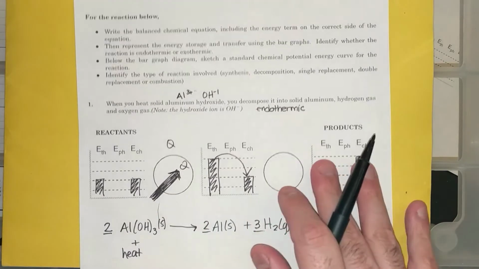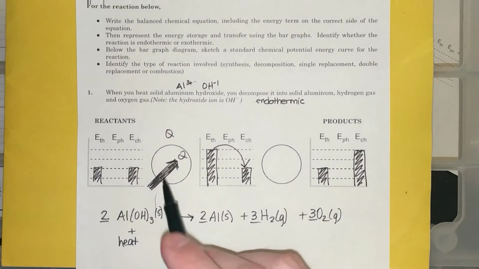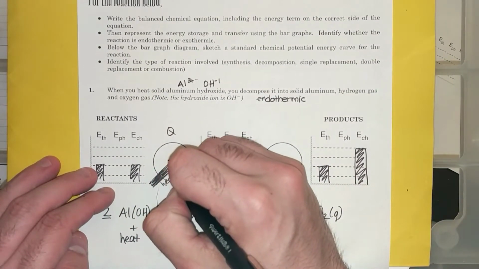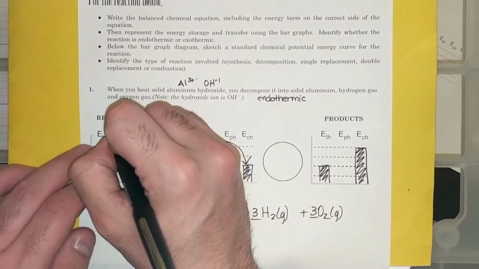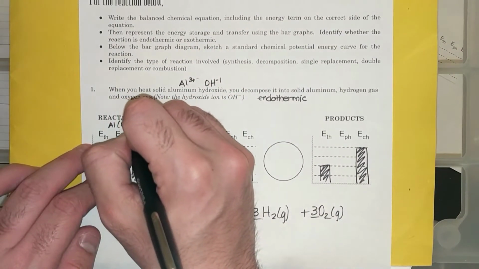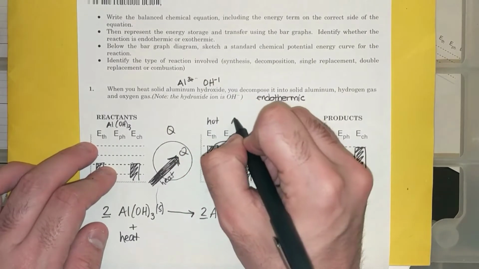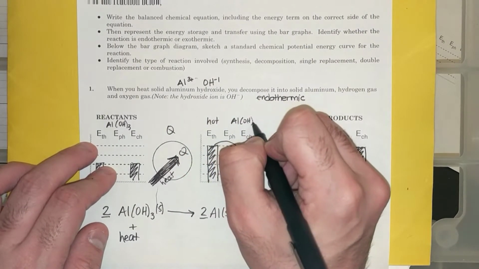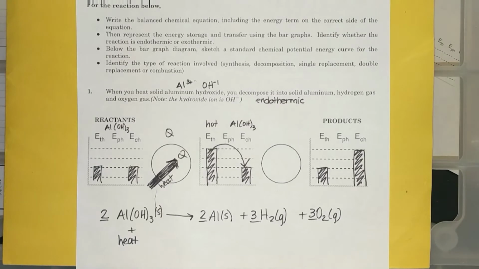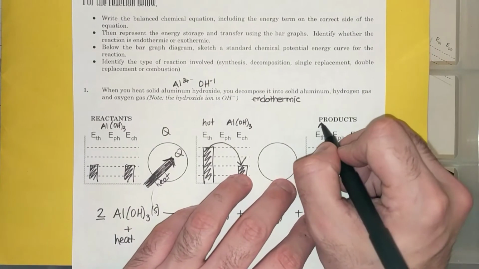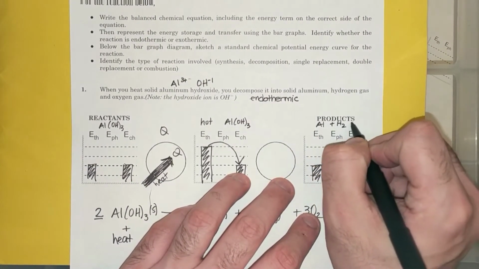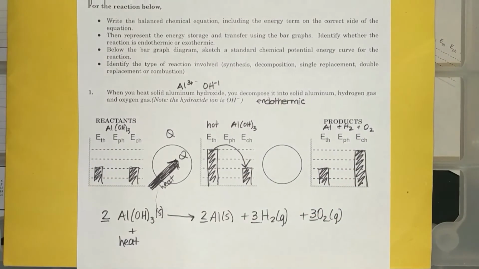I have my aluminum hydroxide. It takes in heat. Here's the heat that I was talking about. My reactants are my aluminum hydroxide. And then I'm going to have hot aluminum hydroxide. And then eventually I'll have my products, which are aluminum, hydrogen, and oxygen.